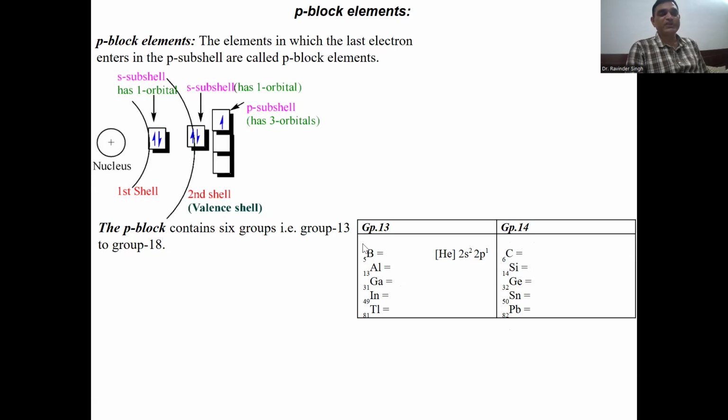Now, what is the configuration of boron? 1s2 is the configuration of helium. So we just write helium in square brackets because it has the fulfilled configuration. Helium is a group 18 element. So we write helium followed by the remaining configuration, that is 2s2, 2p1. So the configuration of boron is 1s2, 2s2, 2p1, and we write [He] in place of 1s2.